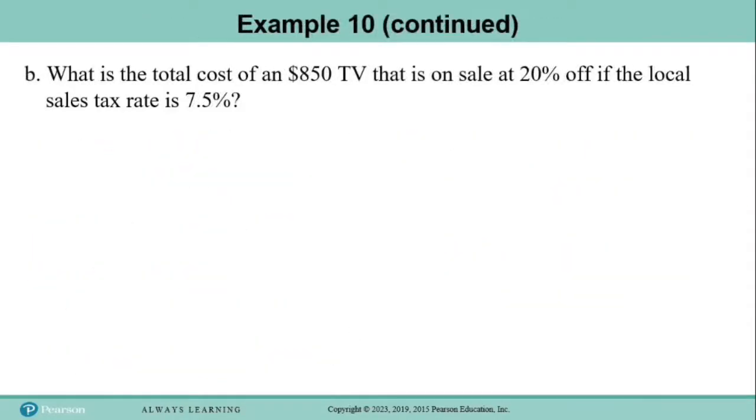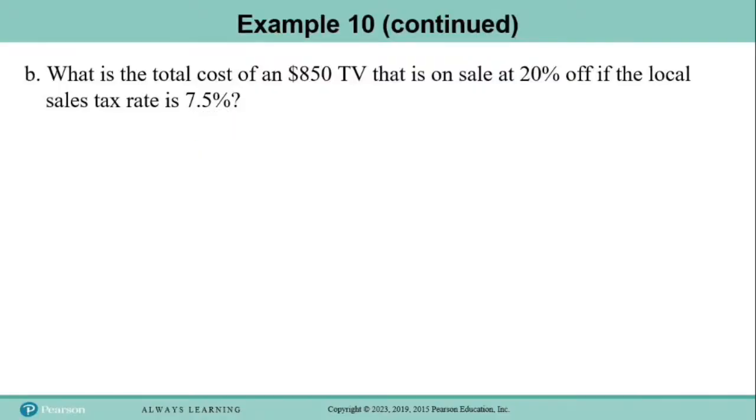Now here is part B, and this one is very similar to part A, so I hope that you'll pause the video here and try this on your own. Okay, now we're going to go through it together. It says, what is the total cost of an $850 TV that is on sale at 20% off if the local sales tax rate is 7.5%?